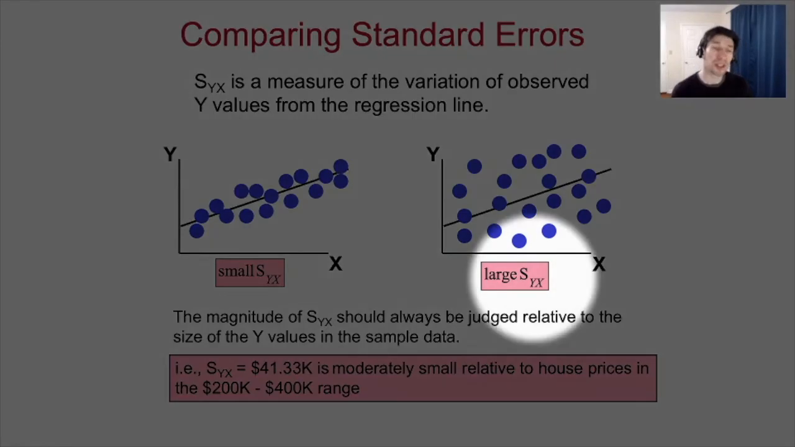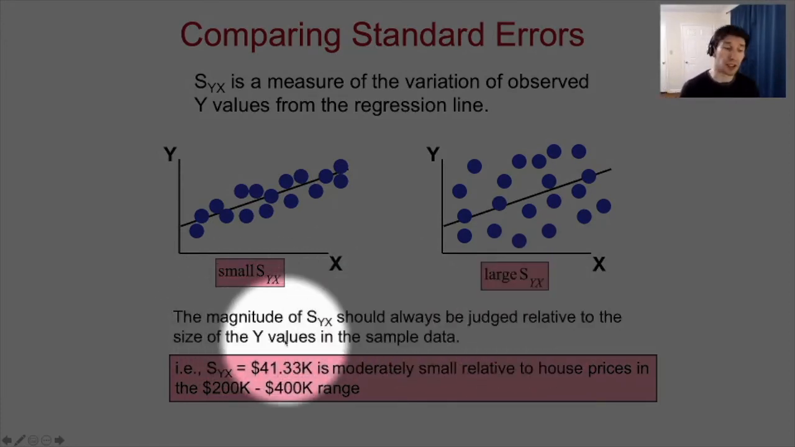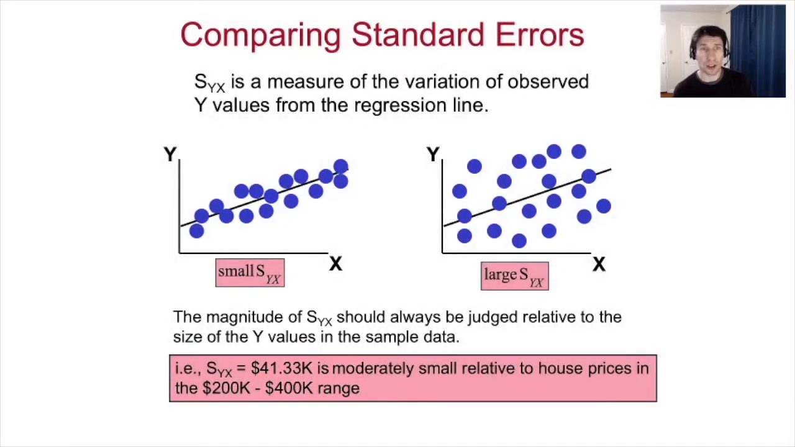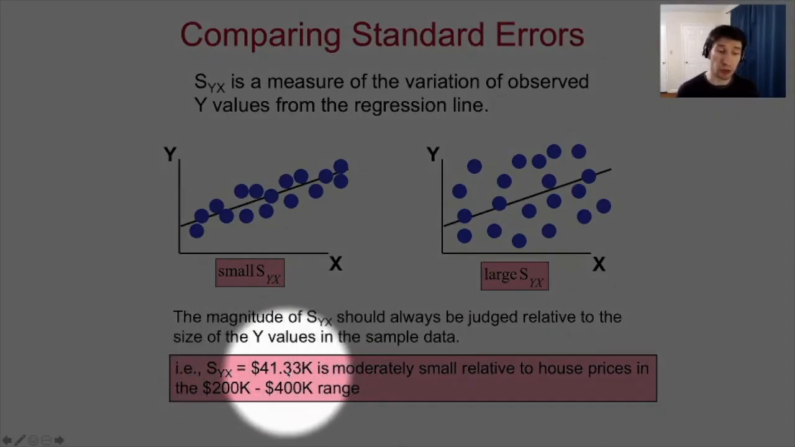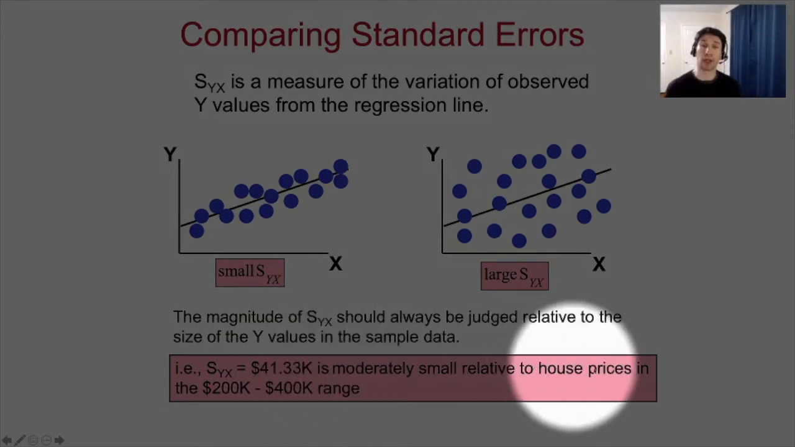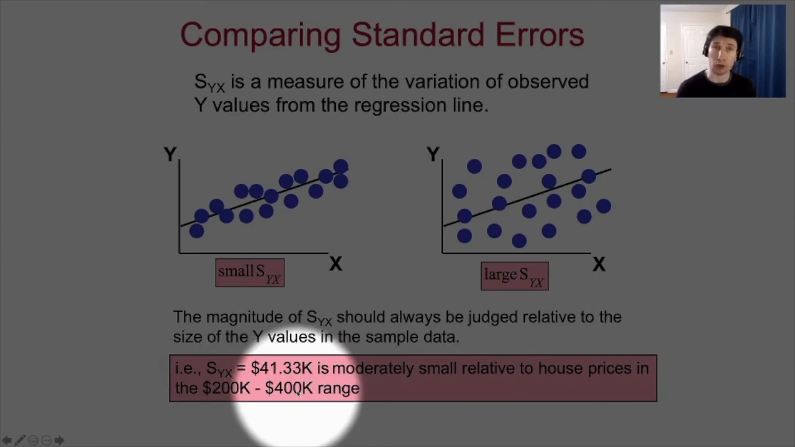Now, importantly, the magnitude of SYX should always be judged relative to the size of the Y values. In other words, the standard error doesn't have an absolute value like the R squared between 0 and 1. Rather, it depends on the units and it depends on the values you have in your data. So for instance, here we have an SYX of 41.3 that is relatively small relative to the housing prices we have because they're in the 200 to 400 range.